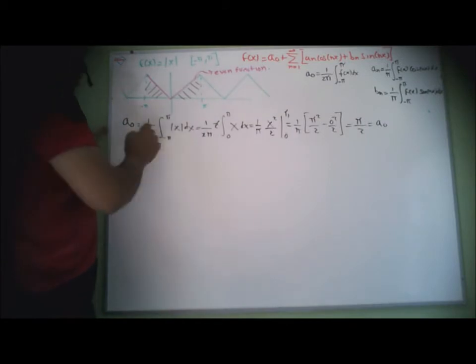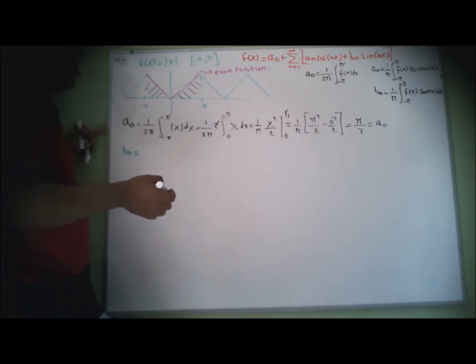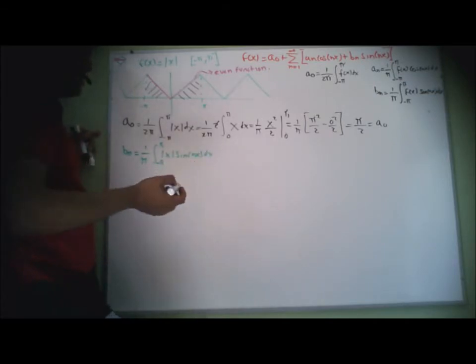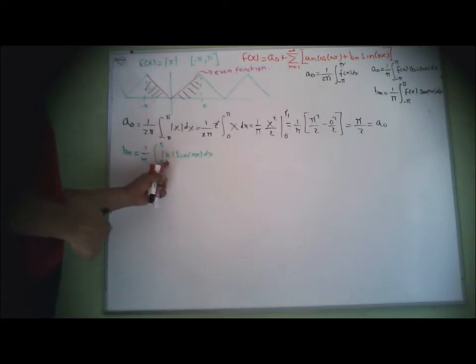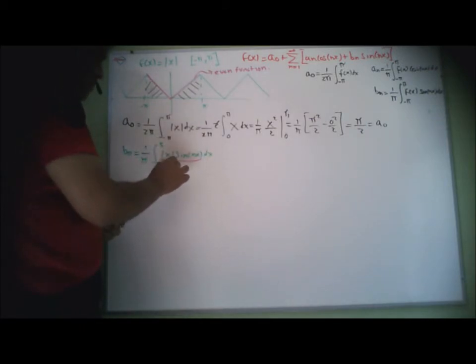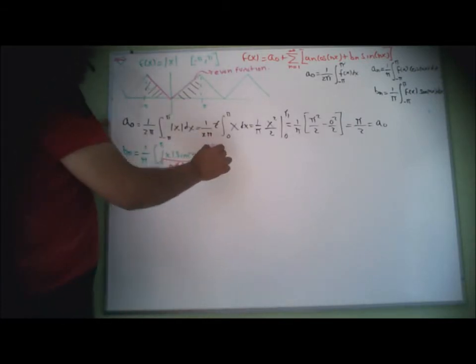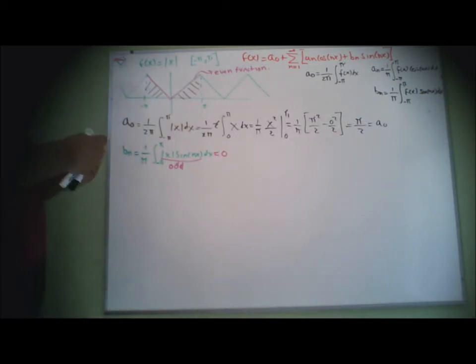Now, I'm going to skip the calculation of an and make bn first. Why am I going to make bn first? bn is 1 over pi, integral from minus pi to pi of the absolute value of x times the sine of nx, differential of x. What happens here is that the absolute value is an even function and the sine is an odd function. So all this is an odd function. Now what happens with the integral of an odd function from minus pi to pi? This is equal to 0. So that is why I made it first. With practice you will notice which coefficients will be 0 and which ones will not be 0.